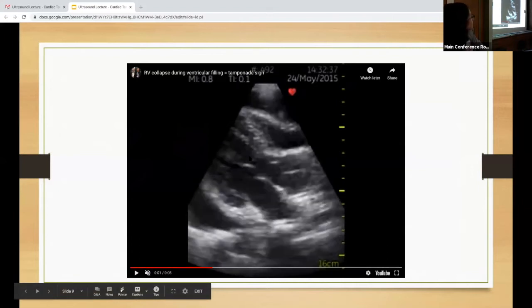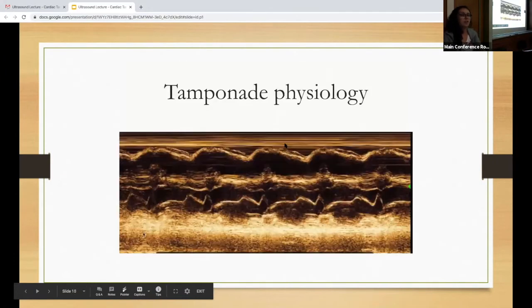Here, you see the mitral valve is open, and you see the right ventricle here is collapsing down. And that would be a sign of your right ventricular diastolic collapse. But this isn't always as easy as it looks to catch. So the other way to get this would be to use M mode and look for tamponade physiology.